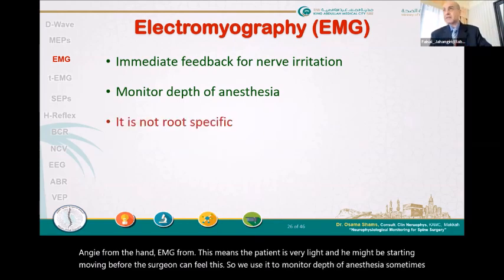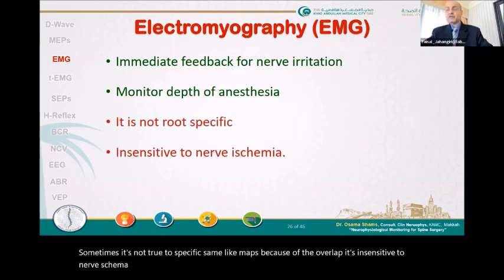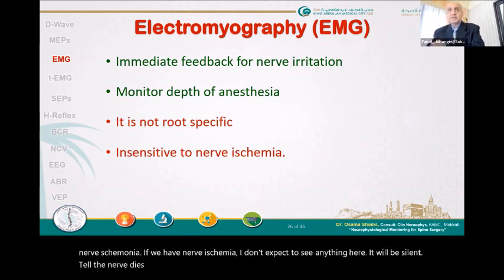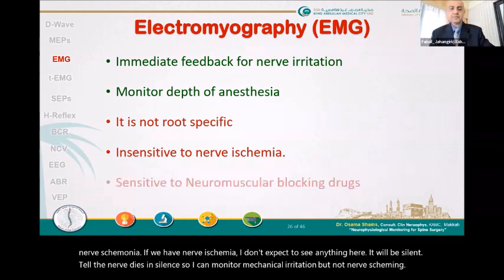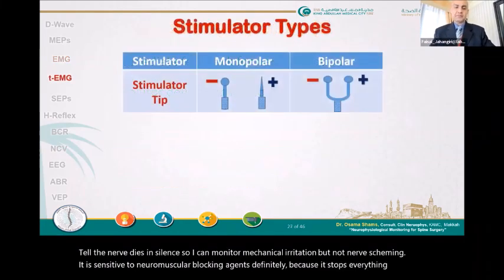It's not root specific, same like MAP because of the overlap. It's insensitive to nerve ischemia. If we have nerve ischemia, I don't expect to see anything here. It will be silent till the nerve dies in silence. So I can monitor mechanical irritation, but not nerve ischemia. It is sensitive to neuromuscular blocking agents, definitely, because it stops everything related to motor response.